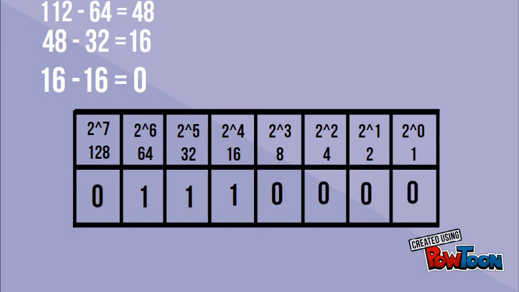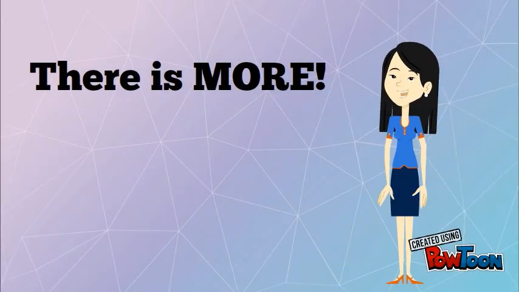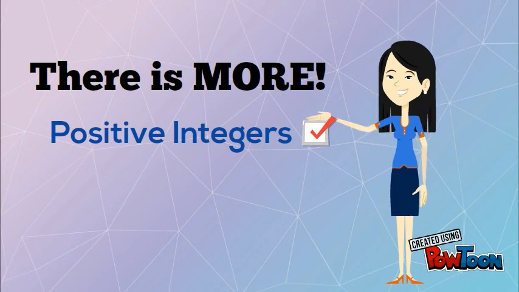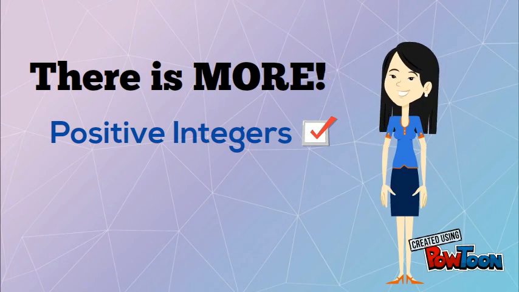Now let's check if we're correct. 64 plus 32 plus 16 equals 112. So we are correct. We did it. Of course, binary, as we mentioned above, is used to represent a wide range of things. In this video, we only covered how to represent positive integers.